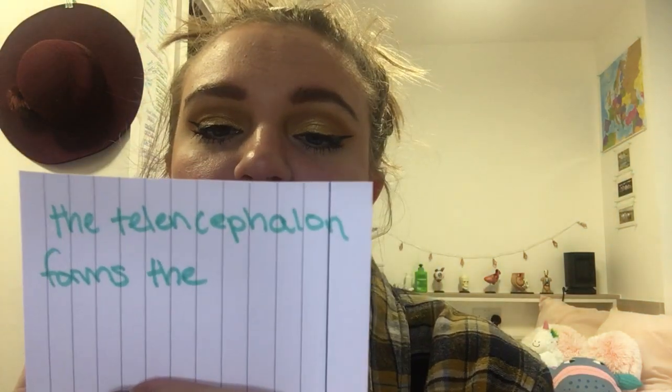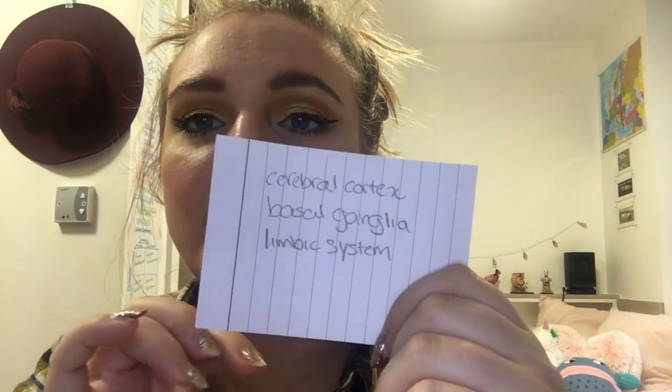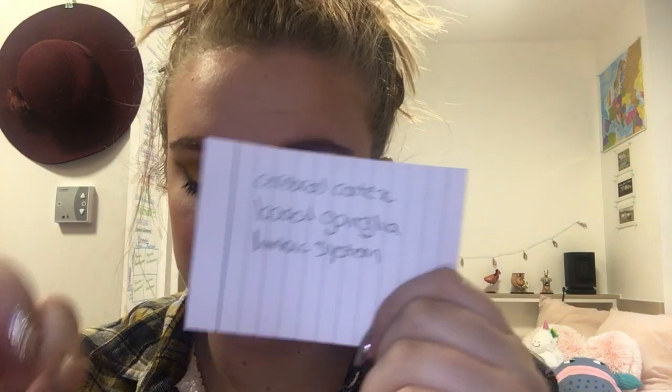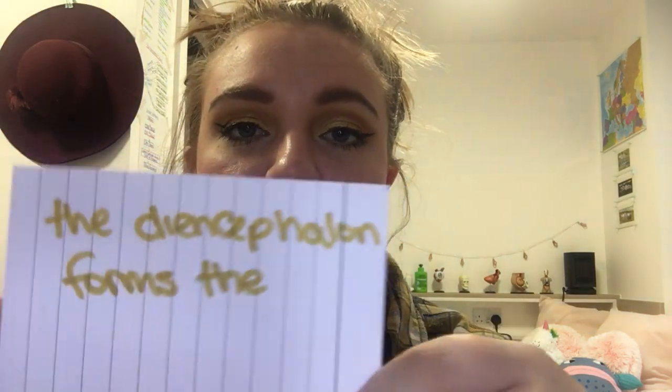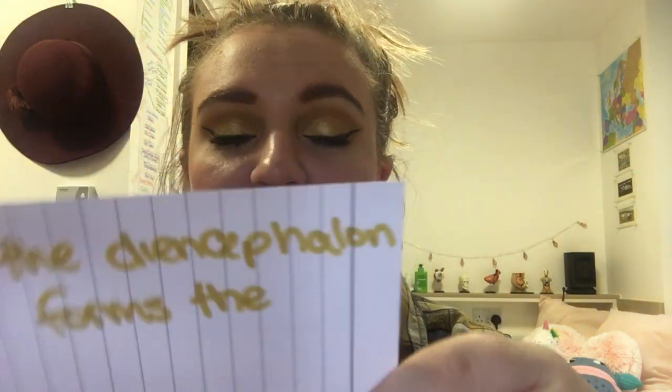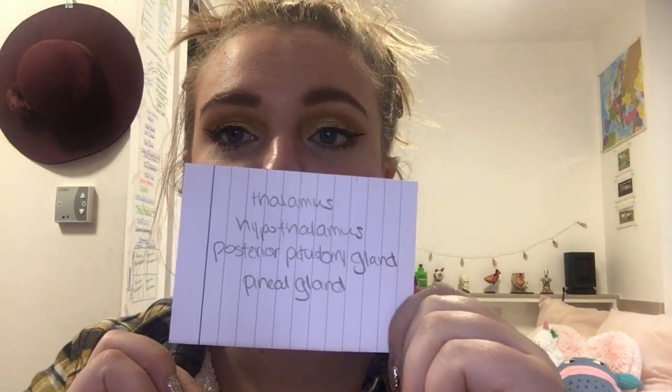The telencephalon forms the, so that's in the forebrain. So what's in the forebrain? The cerebral cortex, the basal ganglia, and the limbic system. The diencephalon forms the, that's also forebrain. That's the thalamus, the hypothalamus, the posterior pituitary gland, and the pineal gland, which we'll talk about a little bit more later.